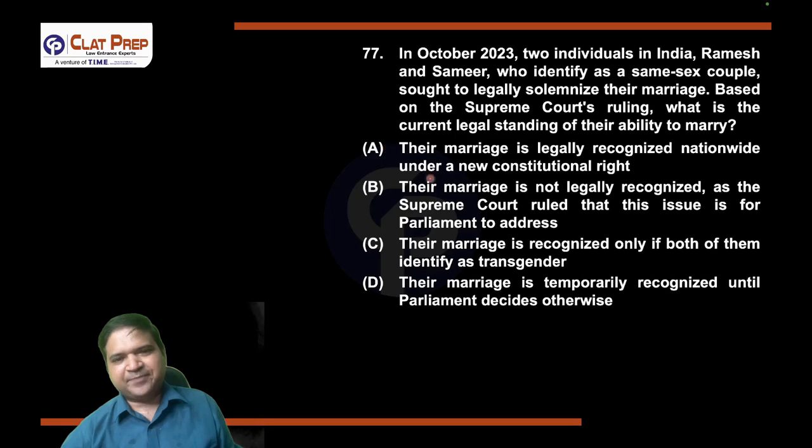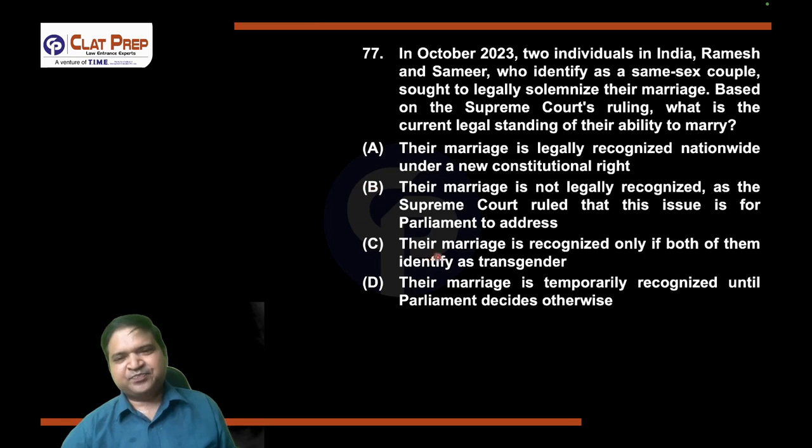We can eliminate option A. Option B says their marriage is not legally recognized, as the Supreme Court ruled that this issue is for the Parliament to address. Exactly what I just read from the passage, directly given. You don't have to apply much brain here. You can choose option B as the correct answer, but let's look at option C and D also.